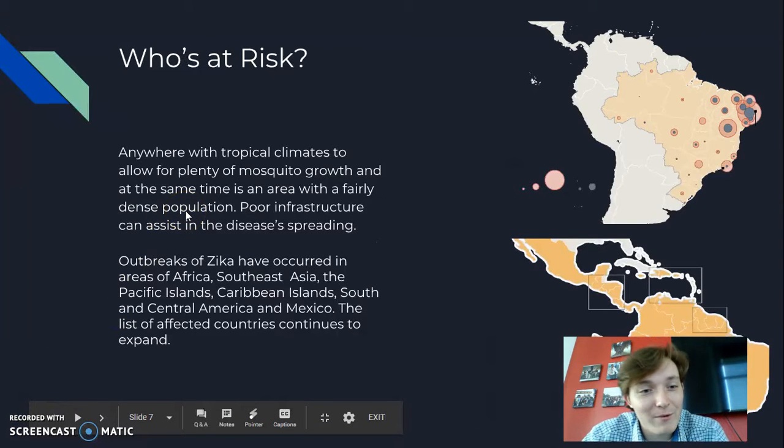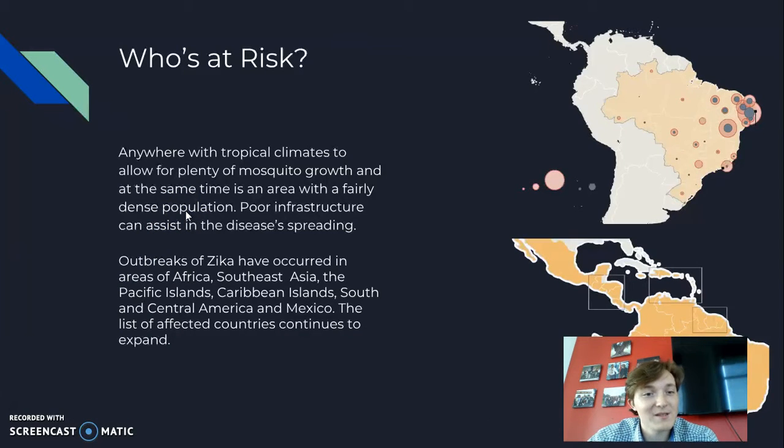So, who's actually at risk here? Anywhere with tropical climates that allow for plenty of mosquito growth, and at the same time is an area where it's a fairly dense population. Poor infrastructure can assist in the disease's spreading because people in Brazil, Africa, and Asia often don't have sleeping nets or deterrents or bright colored clothing to help deter these mosquitoes. And these outbreaks of Zika have occurred in Africa, Southeast Asia, Pacific Islands, Caribbean Islands, South and Central America, and Mexico. But the sexually transmitted cases have been seen in countries like the United States, France, Germany, Italy, and New Zealand.